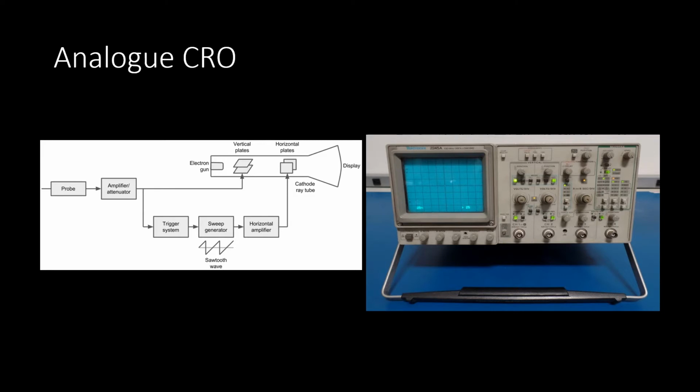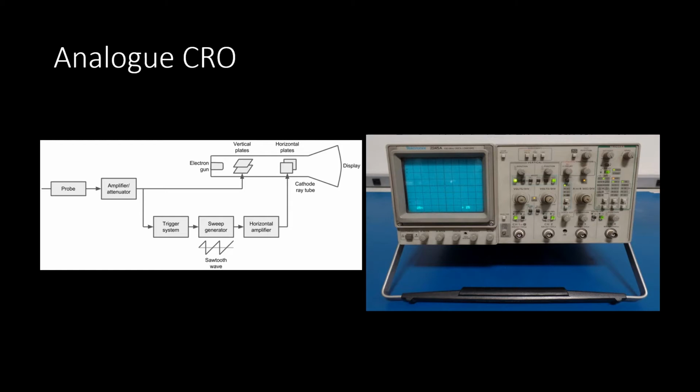So here is a block diagram of an analog cathode ray oscilloscope. In a cathode ray oscilloscope, there is an electron gun which fires electrons through a process of thermionic emission. Then come the vertical plates, which deflect the electron beam on the y-axis plane. They are connected to an amplifier or attenuator. Then come the horizontal plates, which are connected to a trigger system. These plates are responsible for deflecting the electrons on the x-axis plane.